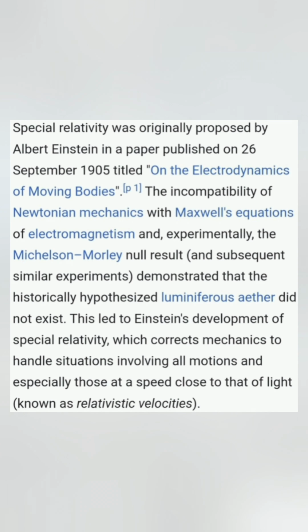Special relativity was originally proposed by Albert Einstein in a paper published on 26 September 1905 titled On the Electrodynamics of Moving Bodies. The incompatibility of Newtonian mechanics with Maxwell's equations of electromagnetism, and experimentally the Michelson-Morley null result and subsequent similar experiments, demonstrated that the historical hypothesized luminiferous ether did not exist. This led to Einstein's development of special relativity, which corrects mechanics to handle situations involving all motions, and especially those at a speed close to that of light, known as relativistic velocities.